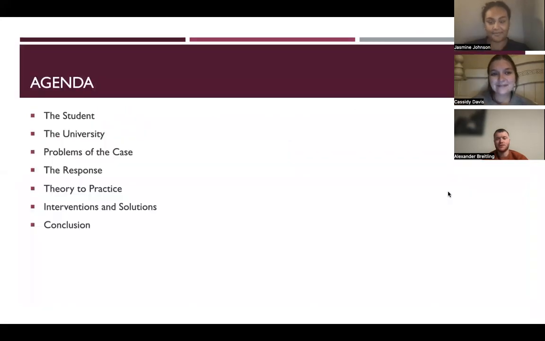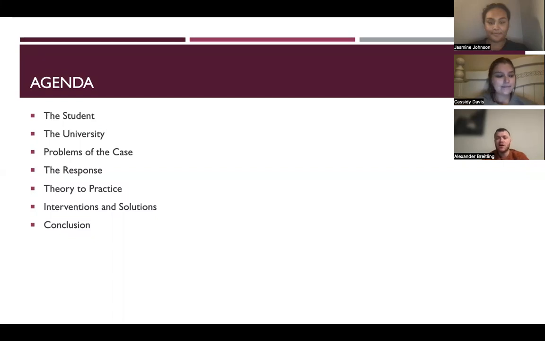So we'll transition straight into our agenda today. We have broken down the case study and this presentation into these seven areas of discussion. First, we'll talk about the student, who Juan is. Then we'll look at the university where Juan is a full-time student. We'll look at the problems of the case from our collective perspective, and the response that the university decided was appropriate.